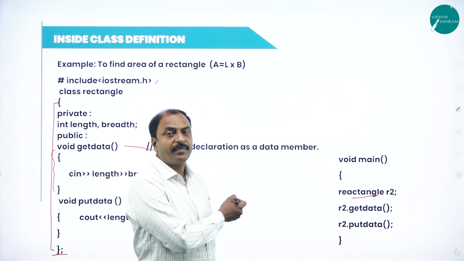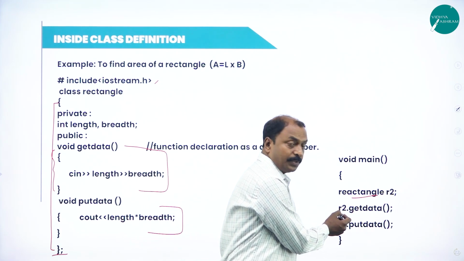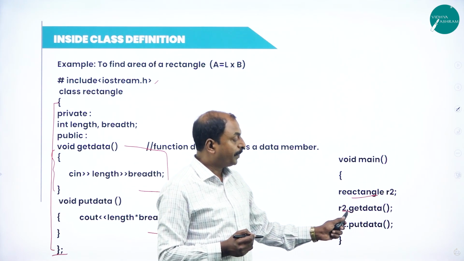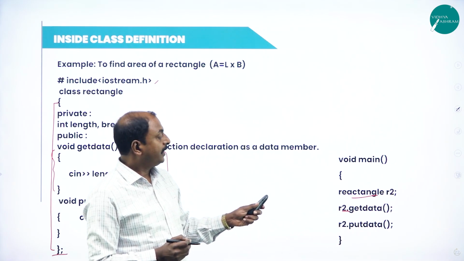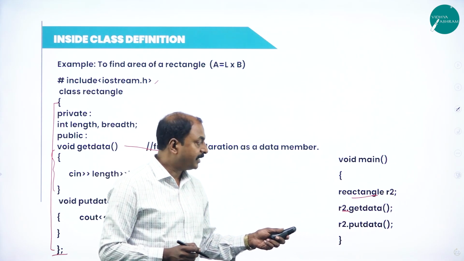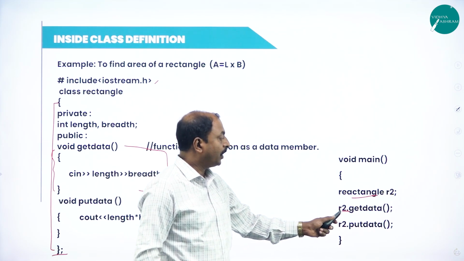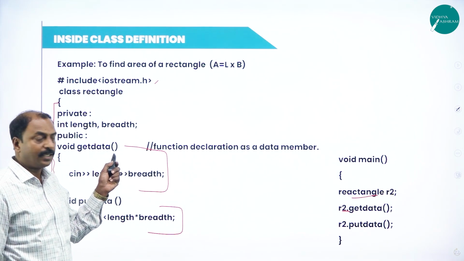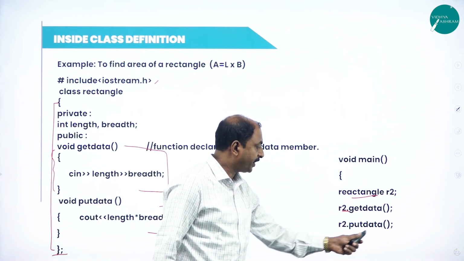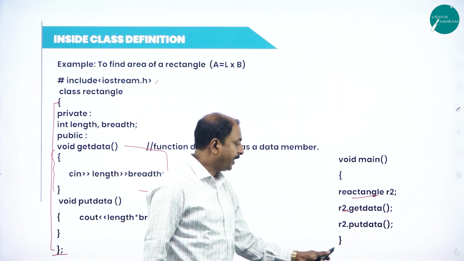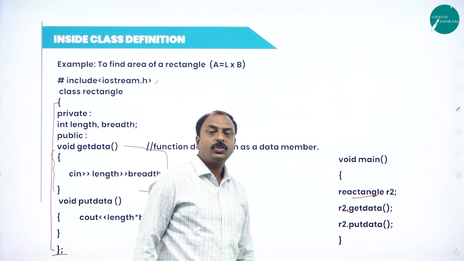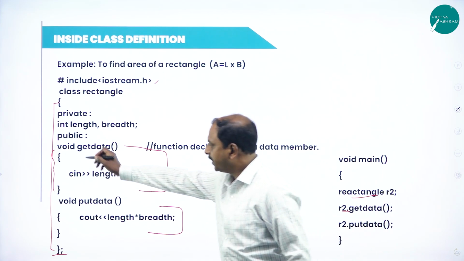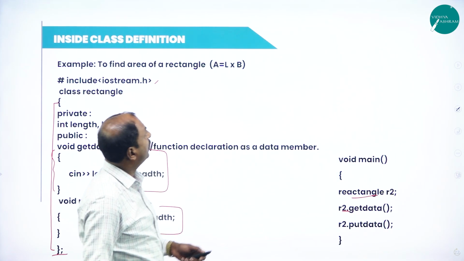How do we access the data members of a class? That is what you saw in our previous slide, the syntax: name of the object dot get data. Here dot is an operator. With the help of the dot operator, we access the data members and member functions of a class. In this example, R2 is an object, R2 dot get data, so we are accessing the function get data. After that, we access the second function, R2 dot put data, and close the main function. So this is a simple example to show the function definition inside a class. Now let us move on to the next slide.